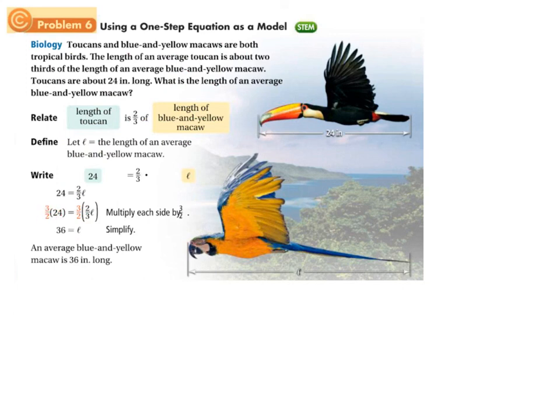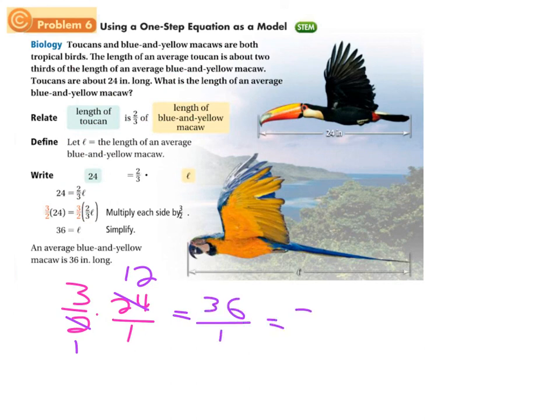And just to be clear, in case you didn't know how to simplify that, you write 3/2 times 24, and that's the same as 24 over 1. You can cancel this out by 2 and say 1 and 12, and then multiply numerator times numerator, and denominator times denominator. And that's where they get the 36 from. Okay?